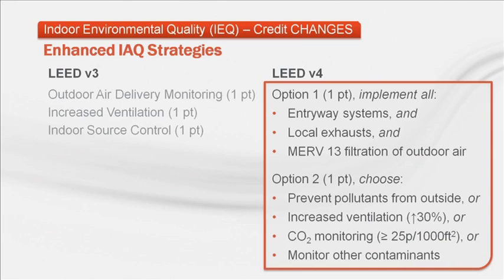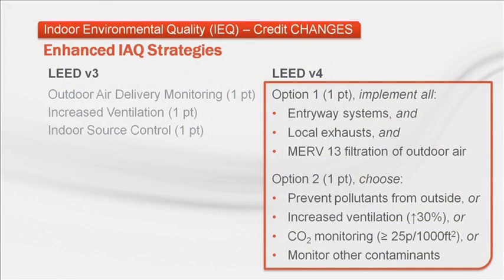Now there are 2 options for earning points in this credit. Using option 1, you could earn 1 point by meeting all the requirements that were essentially part of the old indoor source control credit. Permanent entryway systems to capture dirt brought in on shoes, local exhaust where hazardous chemicals are being used or stored, and MERV 13 filtration of the outdoor air. Do all 3 and you earn this 1 point.